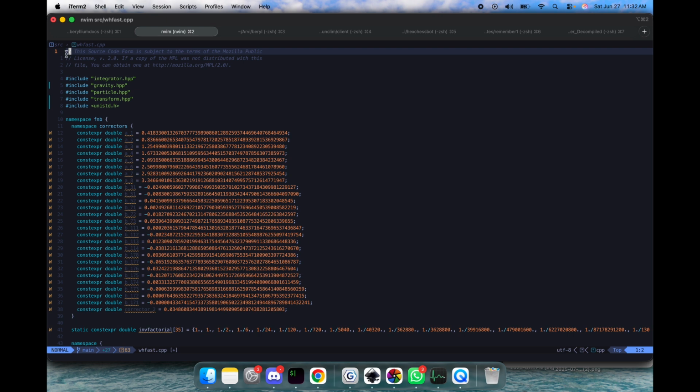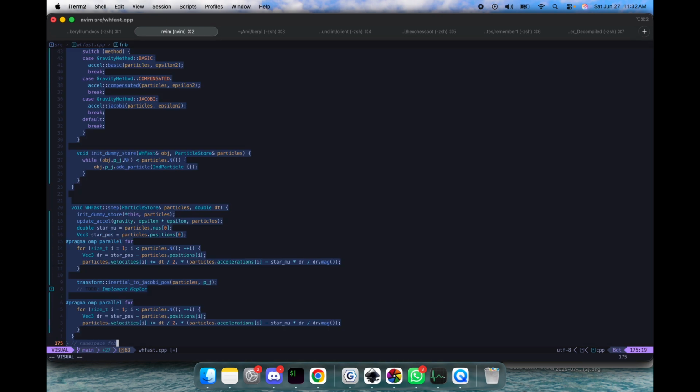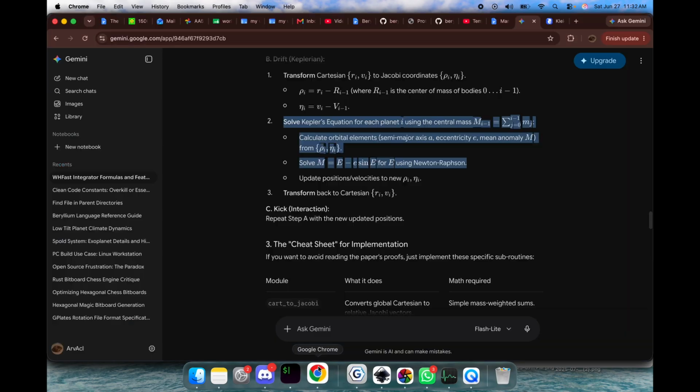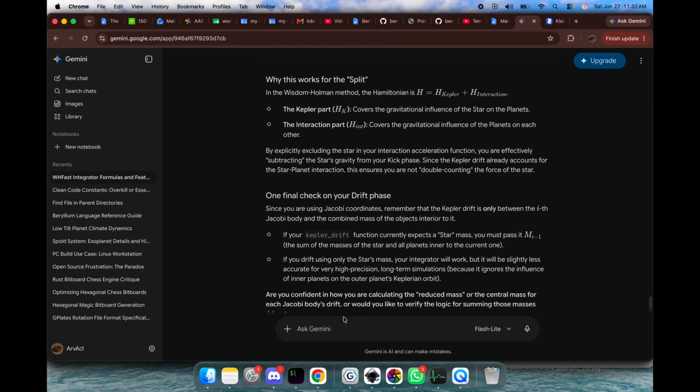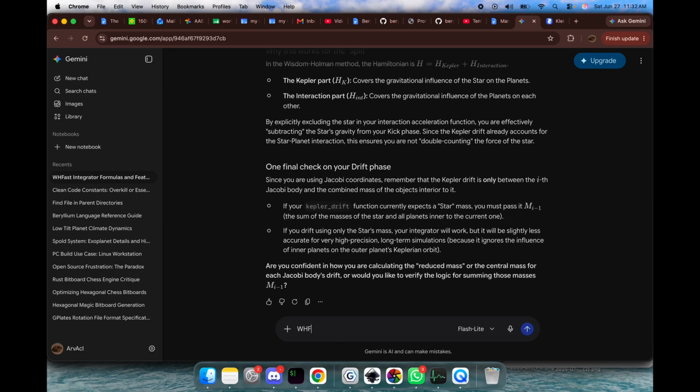So yeah, so let's try this. Okay, I'm just gonna, seems like a skeleton for WH, but far less lines than WHFast. So I think it is not the algorithm yet. Definitely isn't the algorithm.